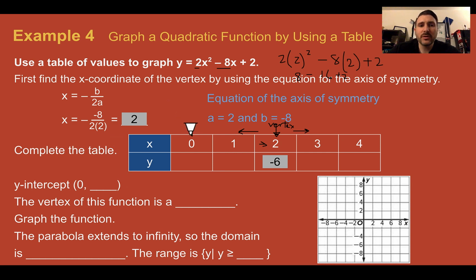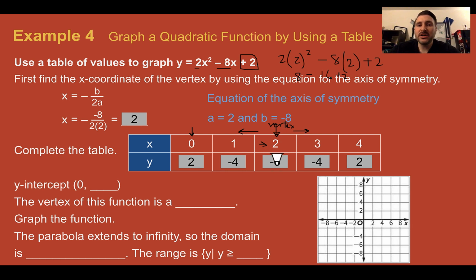Next, let's fill in 0, and when x is 0, that's your y-intercept, which is that number right at the end. So if we plug in 0, we get 2. Then we can complete the table. If we plug in 1, similar to how we plugged in 2 up here, we would end up with negative 4. If we plug in 3, we also get negative 4. And if we plug in 4, we get 2.